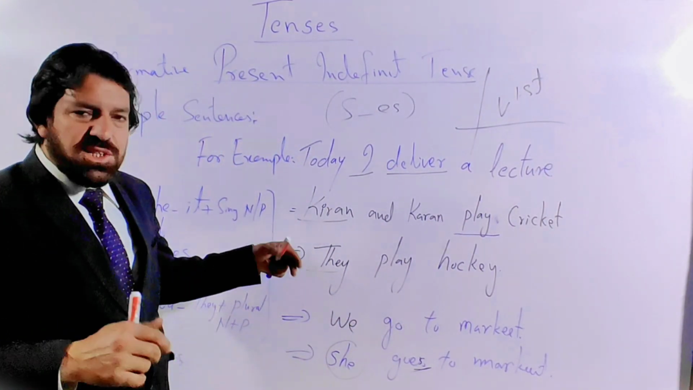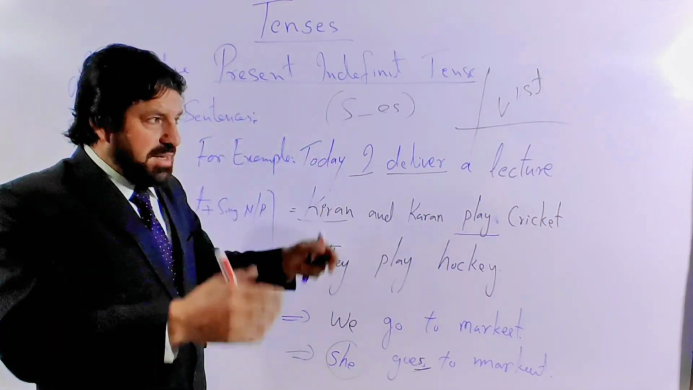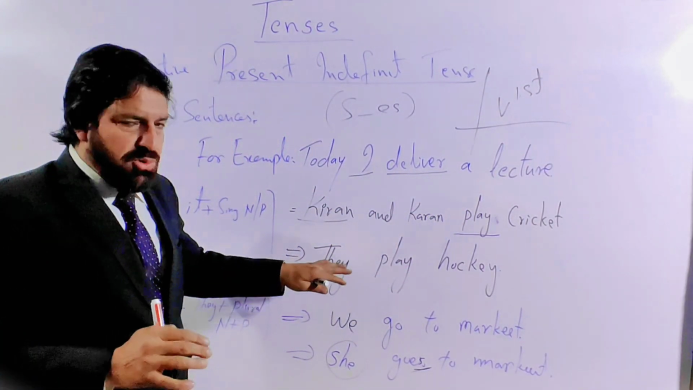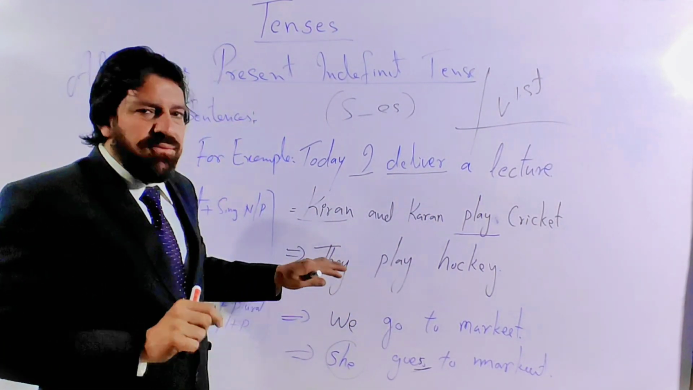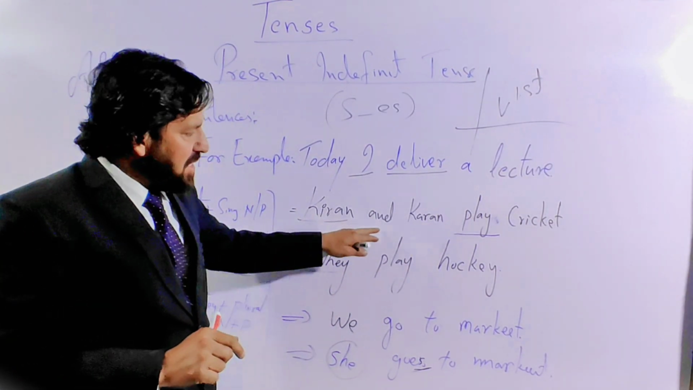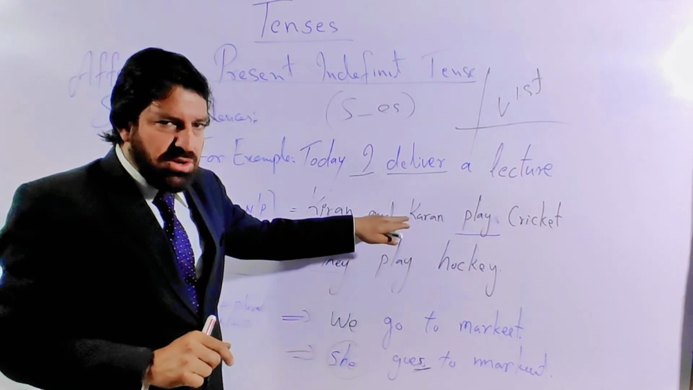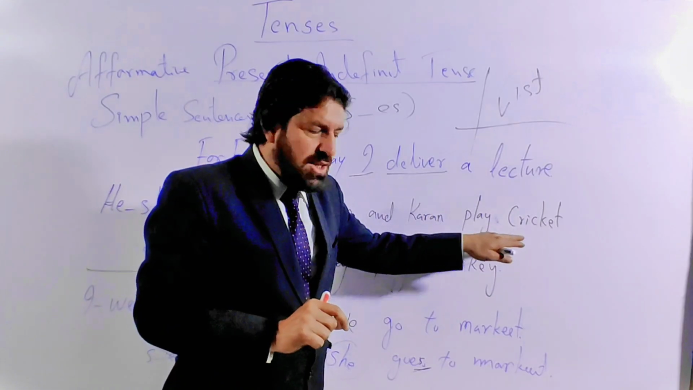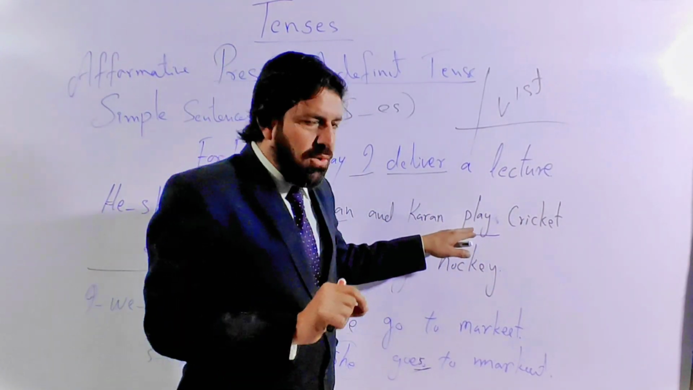And they play hockey. So what is they? They is plural, right? They play hockey. There are a lot of boys playing hockey in the ground. So they is a plural pronoun, so that's why we use only play, not s or es. Kiran and Karan, here are two names, so it makes a plural. Kiran and Karan play cricket. So they are plural, that's why we use only play.